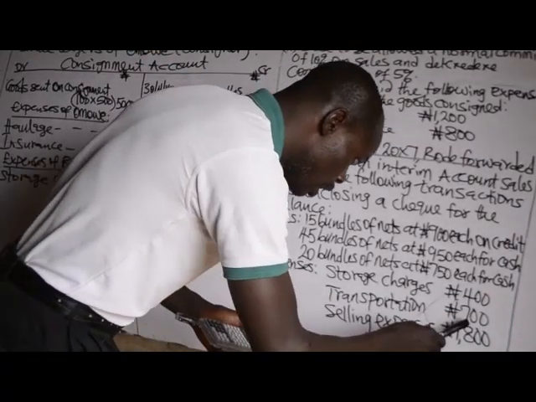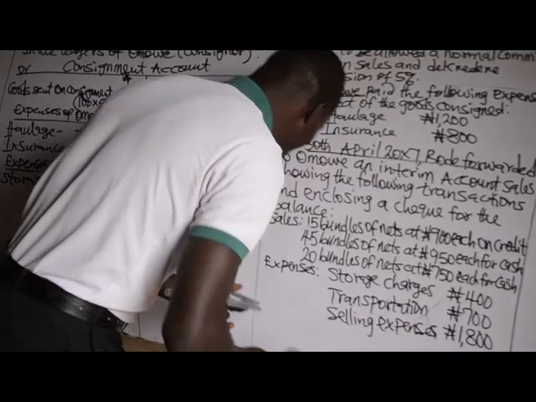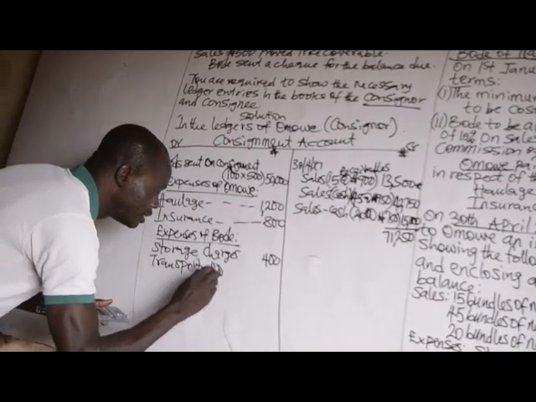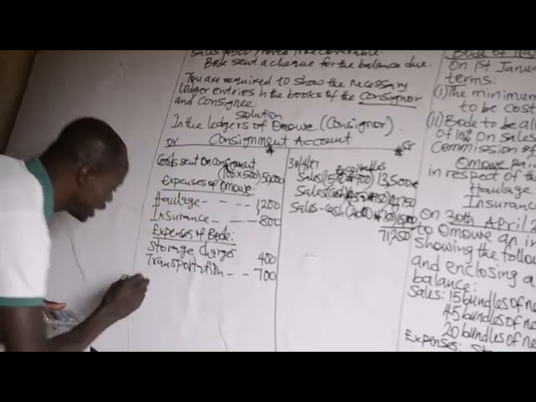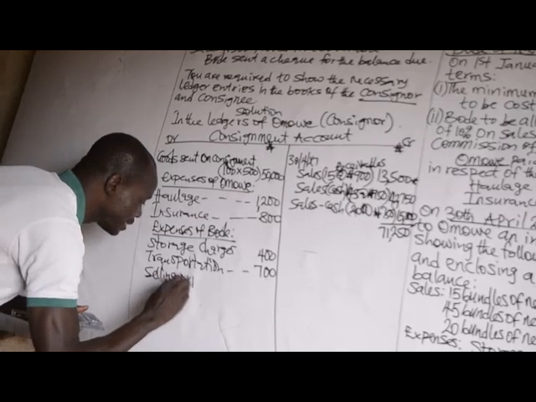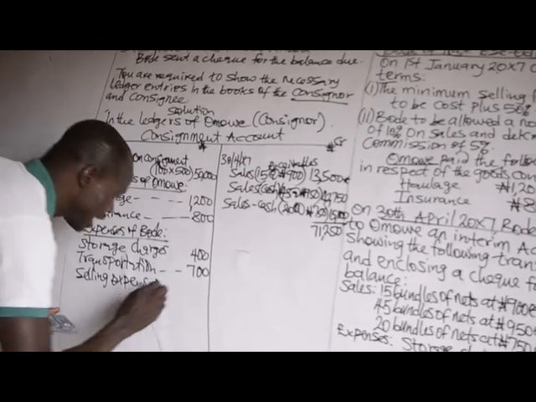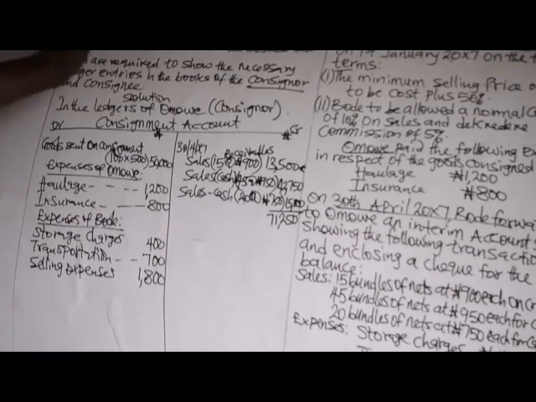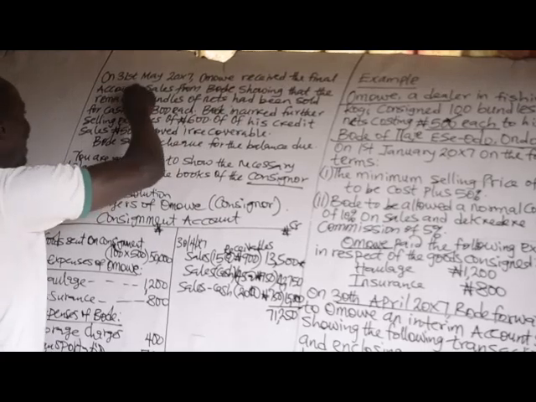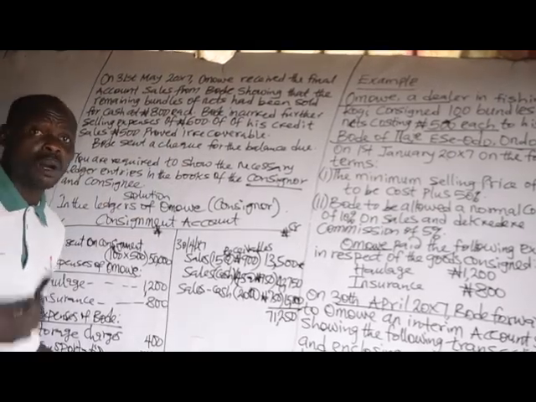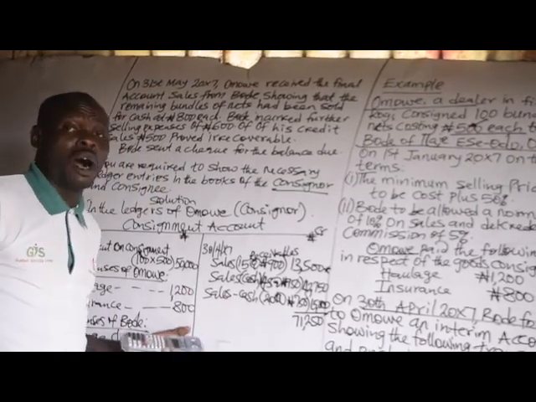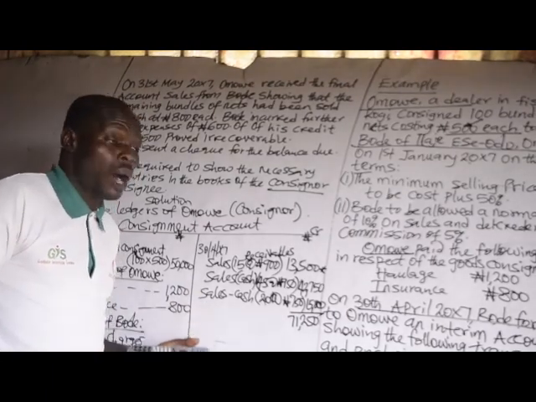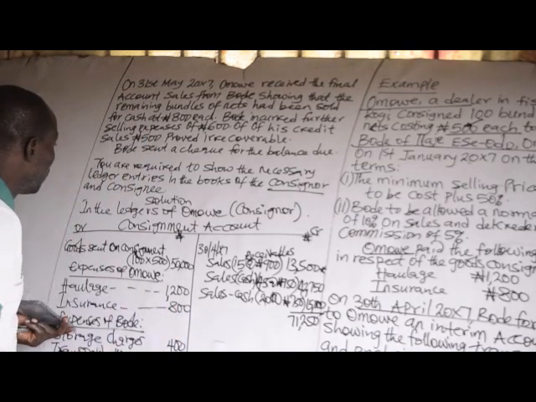Back to the question. We have transportation of 700 and the selling expenses of 1,800 naira. Now, remember, back to the question. On 31st May 2007, Omowe received the final account sales. This is another account sales. I told you that you have to close the accounts upon the receipt of each of the account sales, that is, you have to ascertain the profit or loss on the transactions. Now, you will need to ascertain the profits.